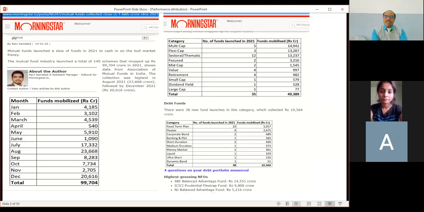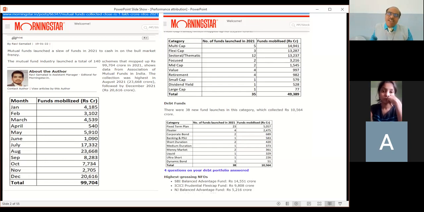Before going to that, let us see some interesting news which was published just a day back regarding portfolio management as well as the analytics of portfolio: how the different funds performed during the calendar year 2021. You can see a very interesting fact. In the year 2021, most of the mutual fund companies, those who invested in nice portfolios, mobilized around 99,704 crores.